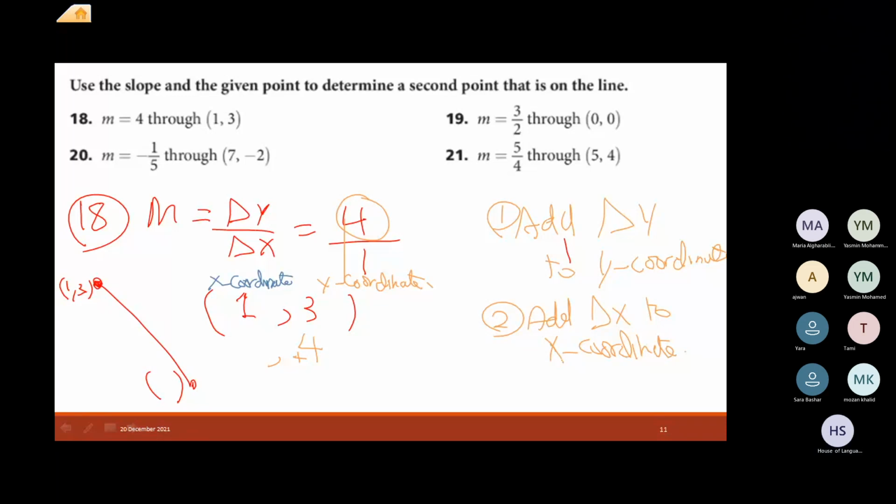Done. So, under the x coordinate and the y coordinate, I will add delta y. Under the x coordinate, what do I have to add? Where is delta x? 1. Then 1 plus 1, with 3 plus 4. So the second point is what? 2, 7.